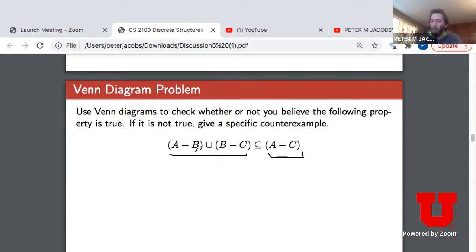What we want to check is that if this is a true statement, then the region on the left-hand side should be contained in the region on the right-hand side. So that's what we're going to check. And if the Venn diagram doesn't give us that information, then we'll come up with a counterexample. So we'll actually come up with actual sets A, B, and C, such that the left-hand side is not a subset of the right-hand side. But to begin with, we'll make these Venn diagrams and check if the left-hand side is a subset of the right-hand side.